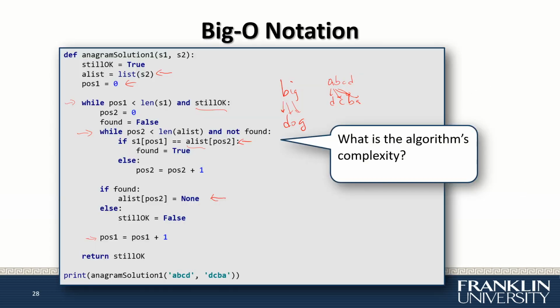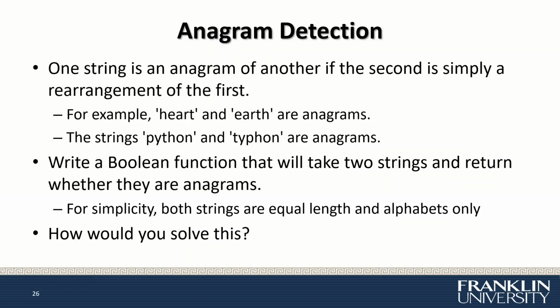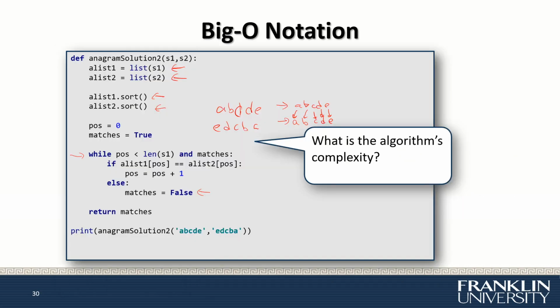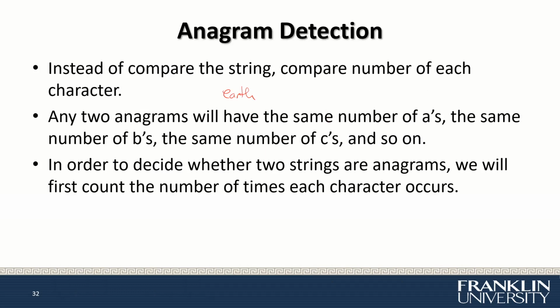Let me see, Earth and what? I forgot. Earth and hot. Okay. The Earth and hot, they both had one H, one E, one A, one R, and one T. They had the same number of characters, and they both had the same set of characters within that.